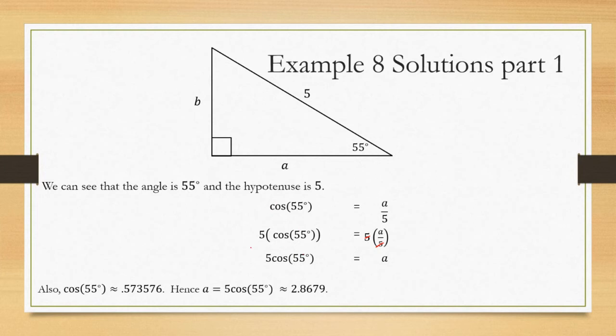Now, how do we calculate this? Well, cosine of 55 degrees, I don't know it by heart. That is, I don't have it memorized. But we don't have to because we have our calculators. And remember, you want to be in degree mode since the angle's in degrees. But cosine of 55 degrees turns out to be 0.573576, approximately.